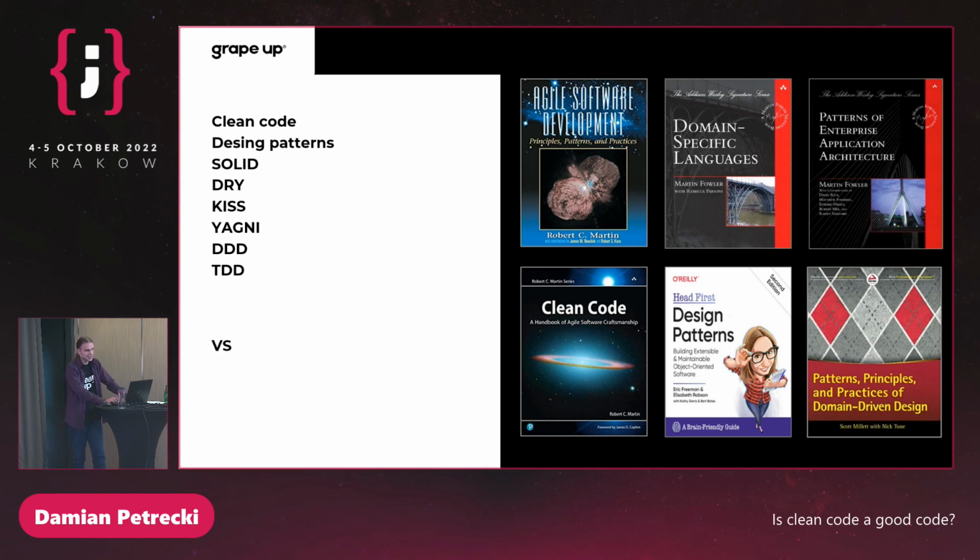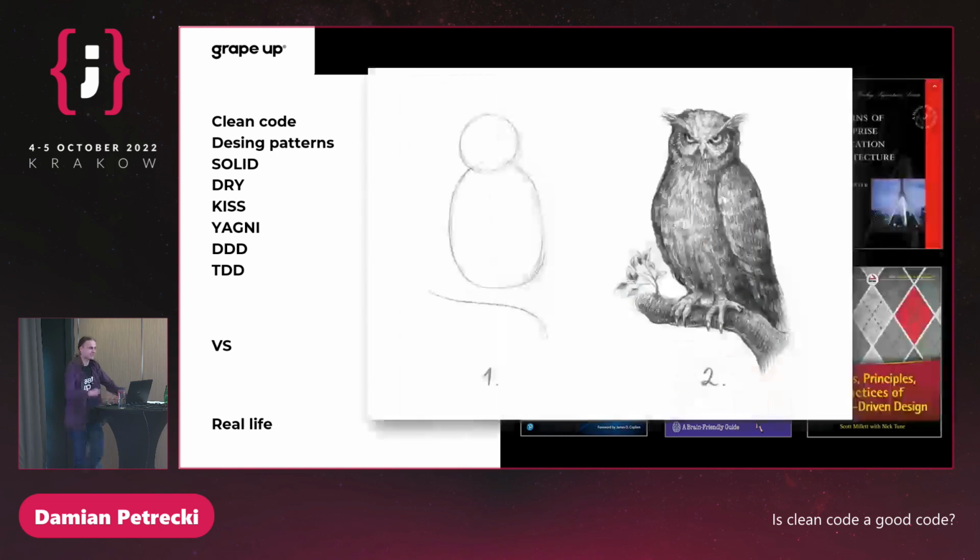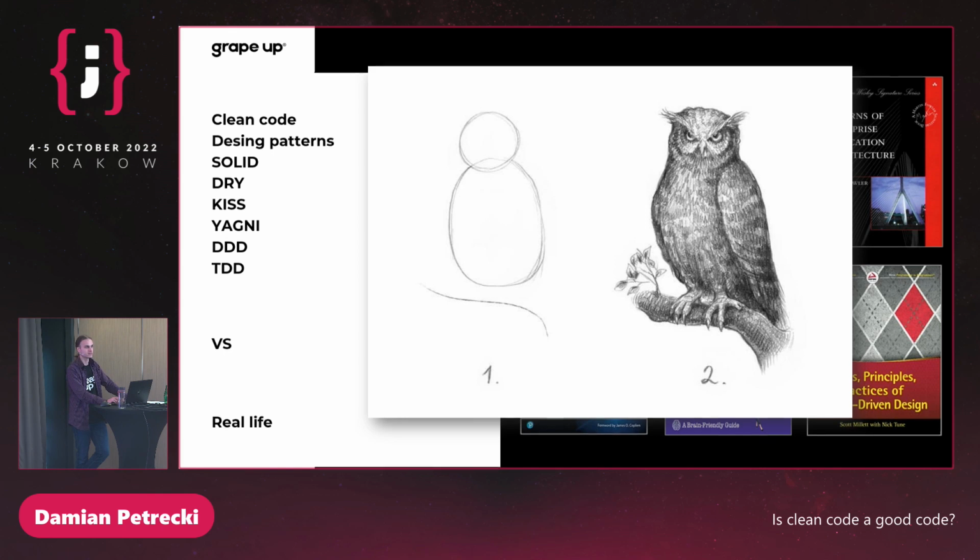That's great. However, sometimes we need to apply what they wrote in those books to real life. And sometimes it's like, well, how to draw an owl. Just draw some ellipse and then add more details. And yeah, we are somewhere in the second step. It's not easy. So today, let's try to do some live coding.